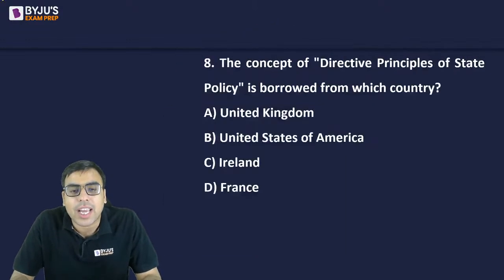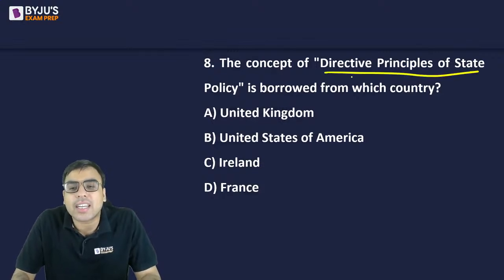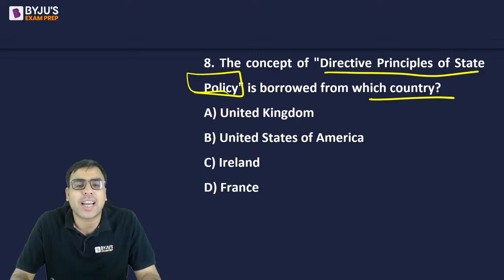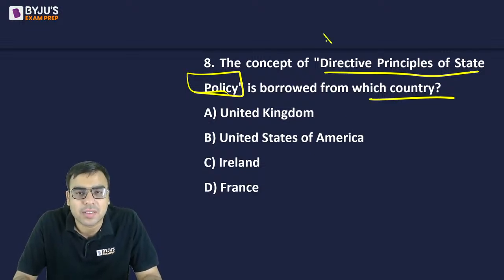Okay. The next is, the concept of directive principle of state policy has been borrowed from which country? UK, USA, Ireland, France. What is the right answer? The concept of DPSP has been borrowed from where?